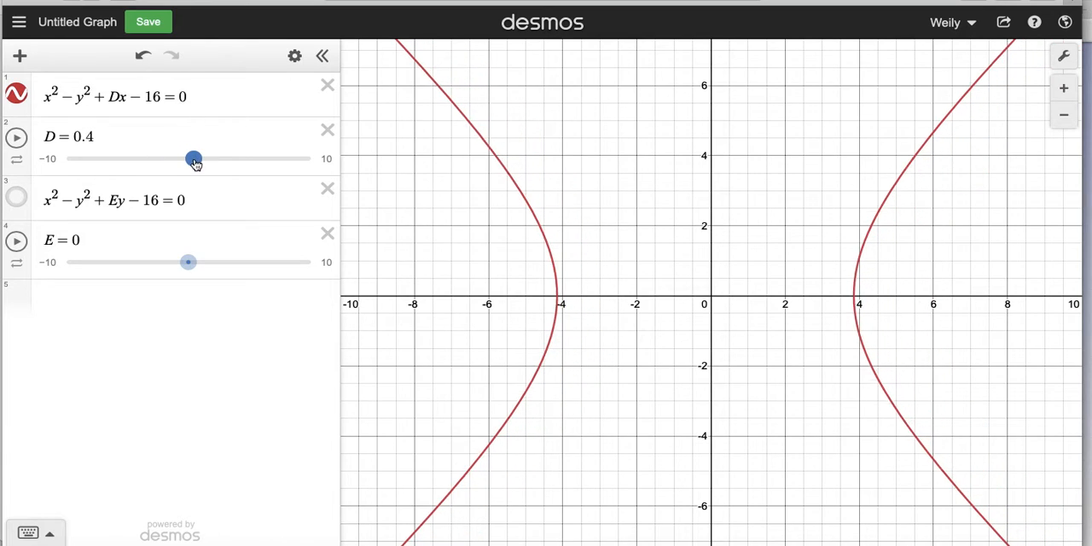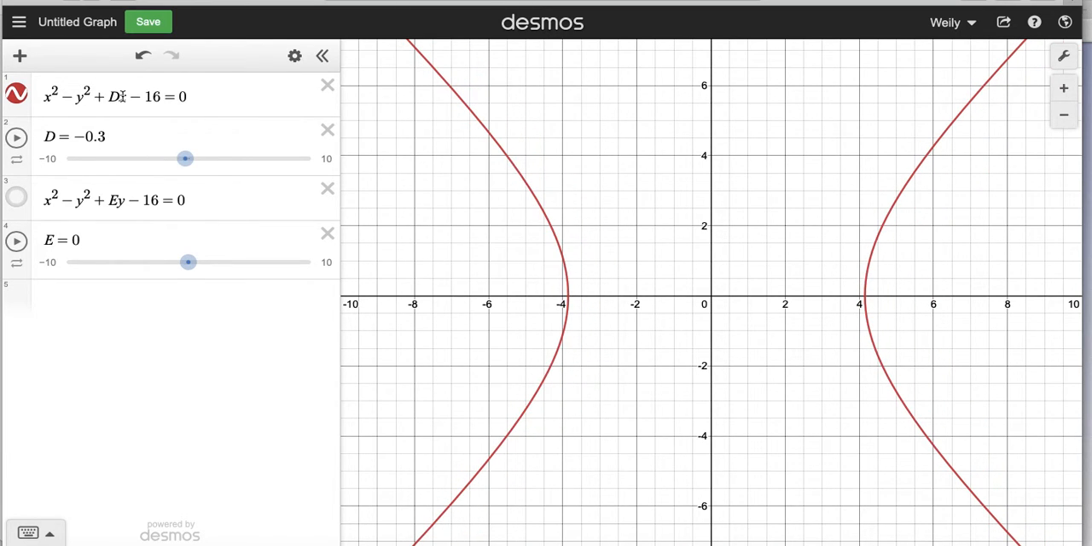And this makes sense because if we think of the d value going with the x, this should only affect the horizontal, and it will do a horizontal shift and not change the shape, because the shape is determined by the expansion compression factor a that would be in front of the x squared.